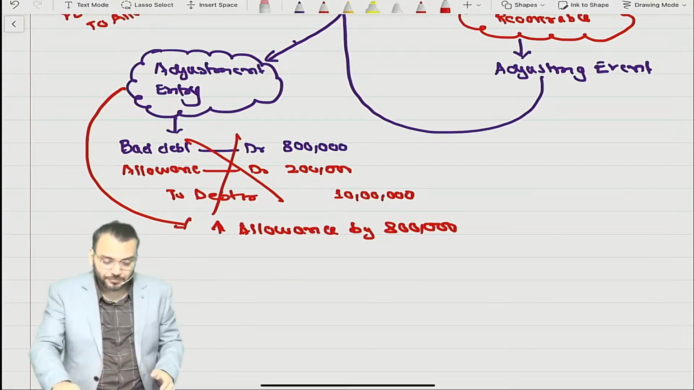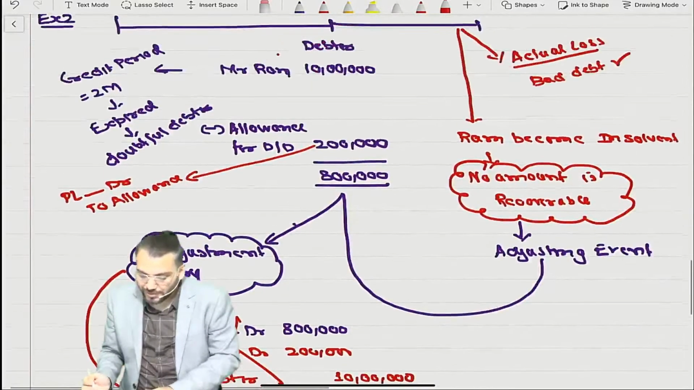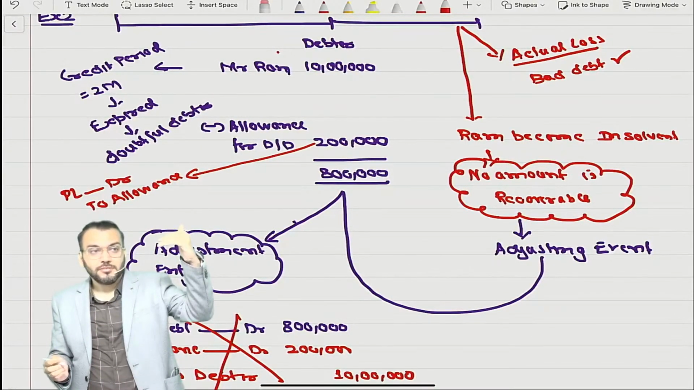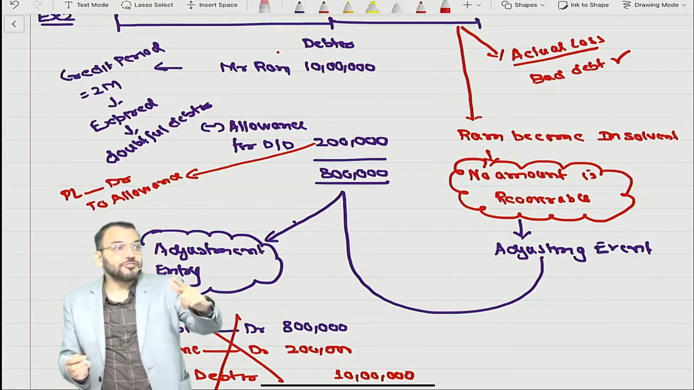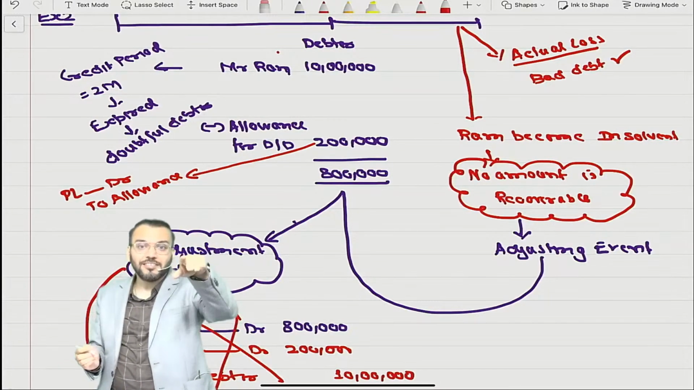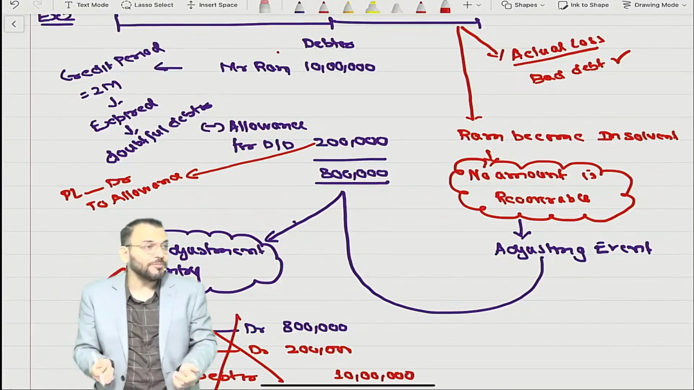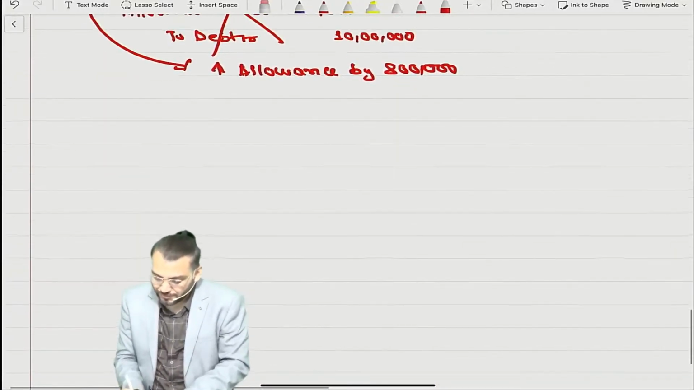Have you understood? Correct. Are you able to understand the level of teaching? Is the teaching level understandable? Because I am creating you for the market. Once you become a CA, you will go for audit, so all these situations will come. Got it? Let me come to the third example.